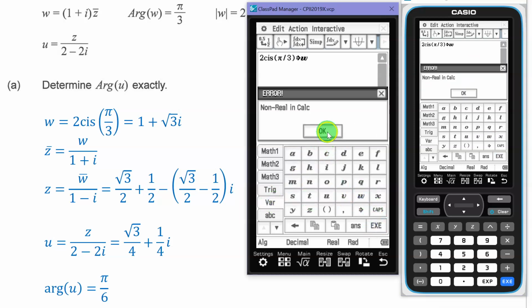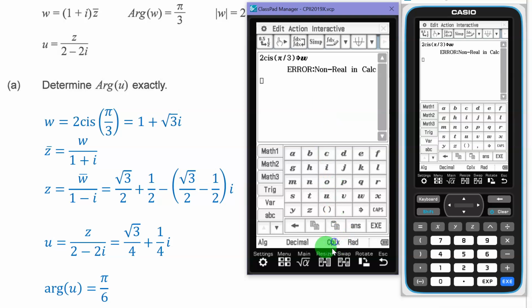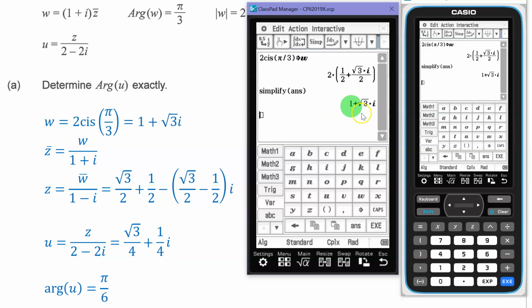ClassPad is always the first to remind us. So we'll go into standard mode complex, and we'll try that one more time. There it is. So we've got w sorted out. And if we hit simp, then that's a simpler version of it, 1 plus root 3i. For our 3 marks, I'd probably write that down first. Then the conjugate of z is w over 1 plus i. So we now basically need to divide w by 1 plus i.